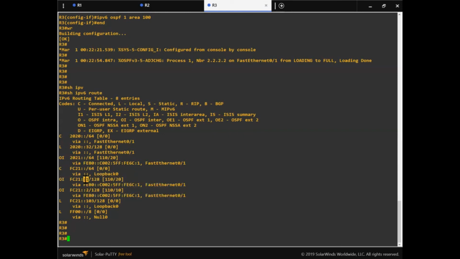You can check out FC21::1. And if you check the next hop, via whom? Via your link local address. Can you see? Loopback, is it? Not loopback, link local address or physical IP address. Link local only. So as I told you, link local is very important. So link local should be like that.